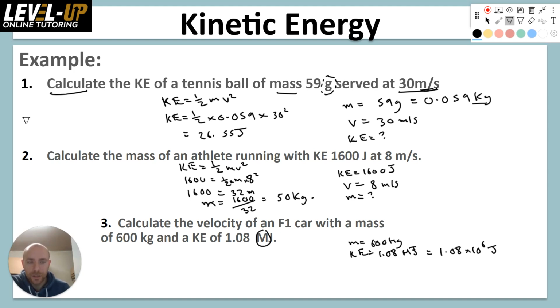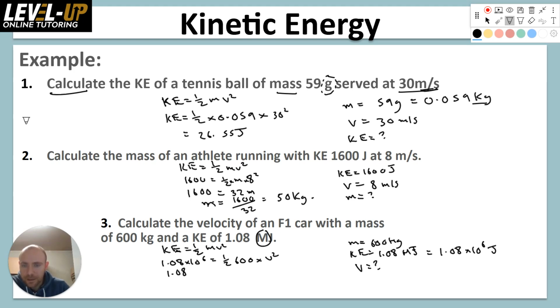You could either just type that into your calculator, or you could do literally 1.08 and then multiply it by 10 to the 6. What do we want? We want the velocity. So again, it's obvious in this case what the formula is, but we've determined now that this is the formula we're going to use. Kinetic energy is half mv squared. Rather than rearrange it, I would suggest again that you substitute the information in. So 1.08 times 10 to the power of 6 equals half times the mass, which is 600, times v squared.